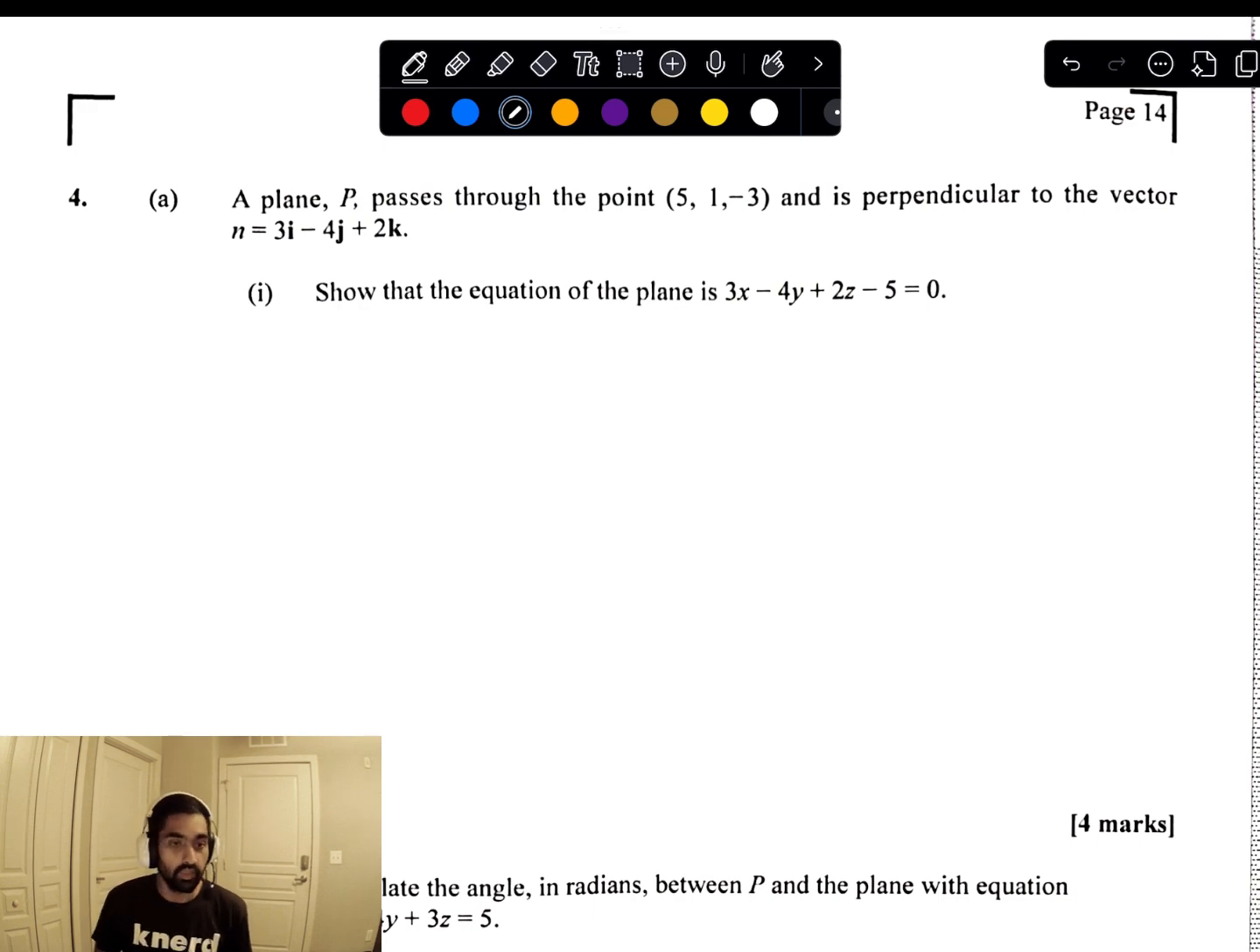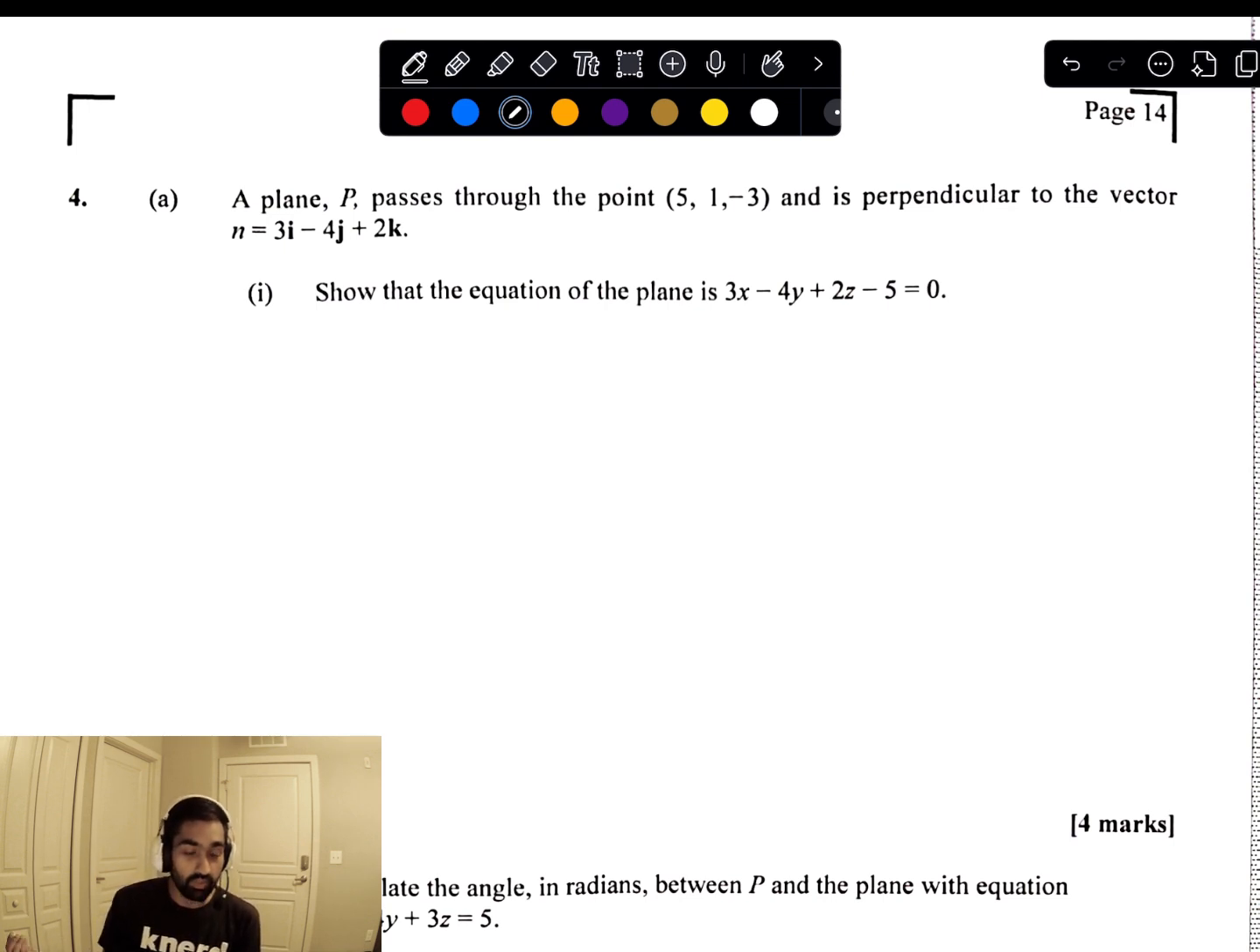In this video, we're going to look at question 4 of CAPE 2024 Pure Maths, Unit 1. Part A reads: a plane P passes through the point (5, 1, -3) and is perpendicular to the vector n, which is 3i - 4j + 2k. And we're asked to find the equation of the plane.